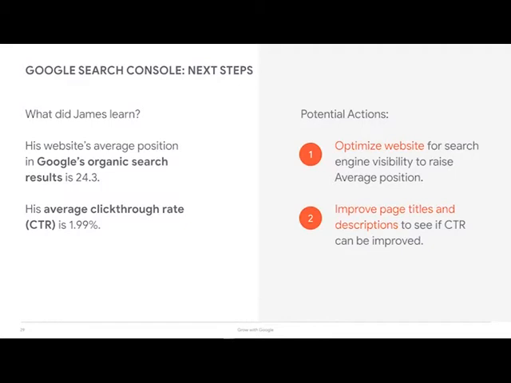James also learned through the Search Console that his average click-through rate is 1.99%. So this is the rate at which people click through to actually buy his pizza, to go from looking at the information on his website to actually clicking on a link on the page. So this click-through rate is something that he wanted to increase. A potential action he could take would be to improve his page titles and descriptions.